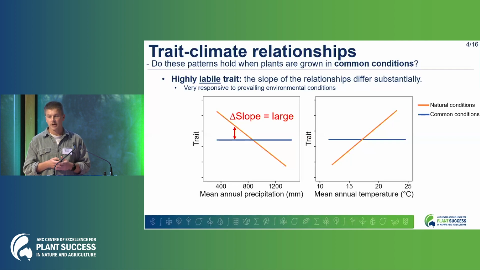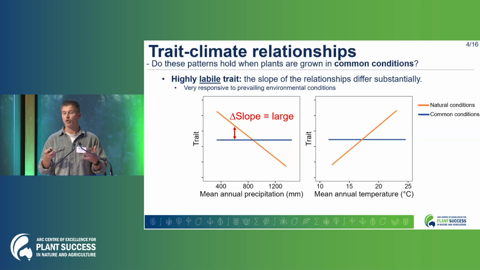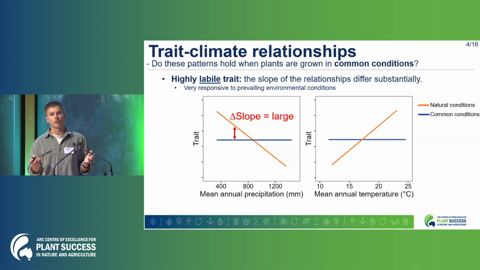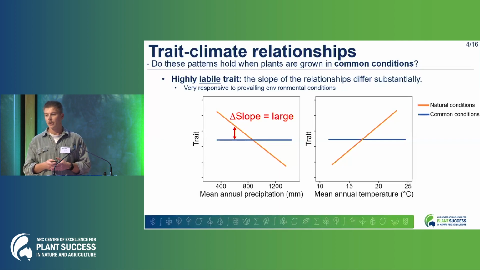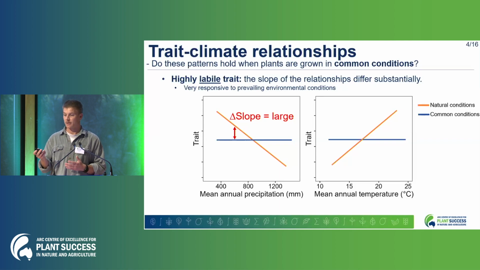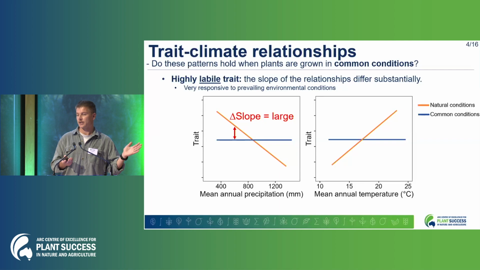At the other extreme, if we saw all species or all plants in the common garden express the same trait value, regardless of where they originated from, we'd say that they're responding very strongly to those prevailing environmental conditions and show no patterning with climate of origin. We would say that this is a highly labile trait and the slopes differ substantially, so there'd be a large delta slope. And sorry, the previous example shows a highly conserved trait.